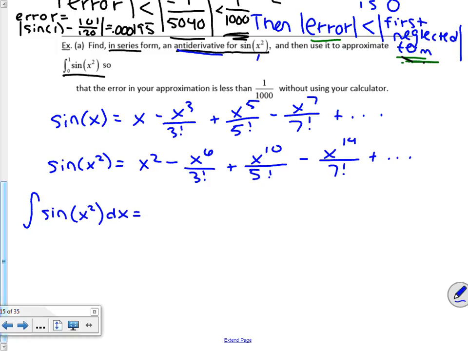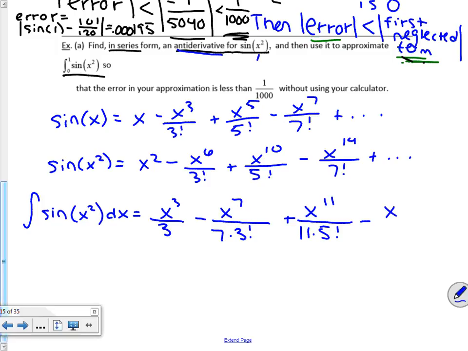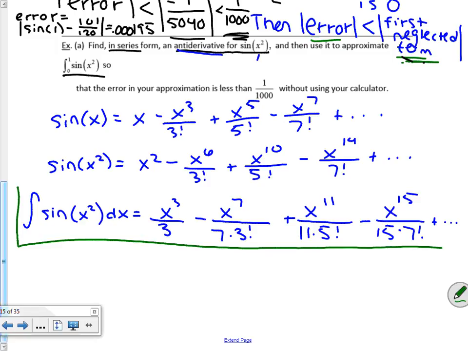So I'm integrating this series right here, and I am getting x cubed over 3 minus x to the 7th divided by 7 times 3 factorial plus x to the 11th divided by 11 times 5 factorial minus x to the 15th divided by 15 times 7 factorial, and so on. So this right here is the series approximation for the antiderivative of sine of x squared. That was the answer to the first question.